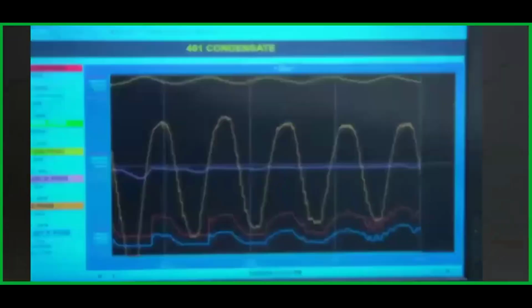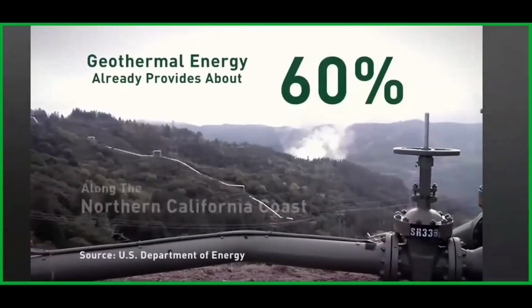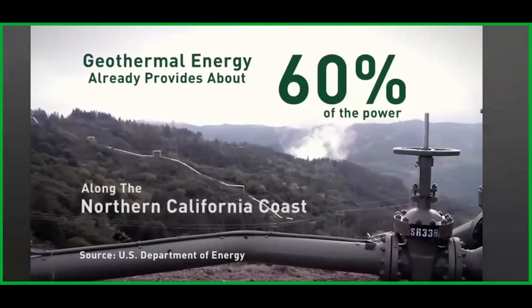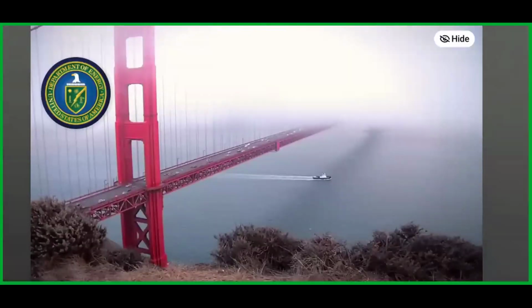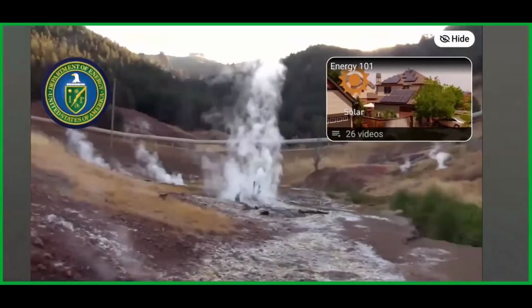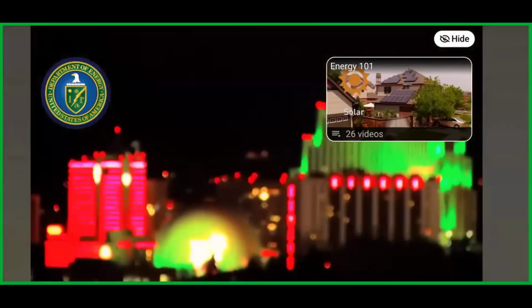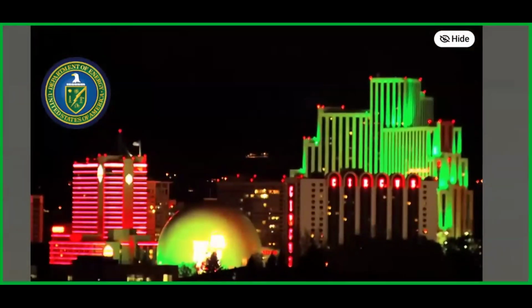In fact, electricity generated by geothermal energy already provides about 60% of the power along the Northern California coast, from the Golden Gate Bridge to the Oregon state line. Geothermal energy, helping to push America toward energy independence and a clean, renewable way to meet our growing energy demands.